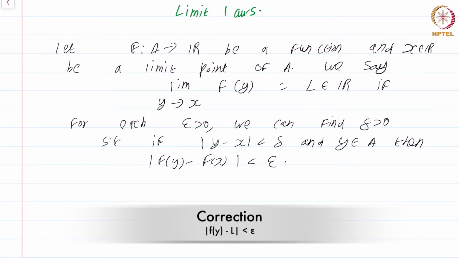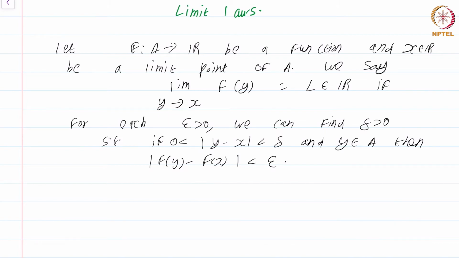So this was the definition of a limit. I have made a mistake. It should be: if 0 less than modulus of y minus x less than delta. Remember, the reason why we put the 0 less than is to ensure that y is never equal to x. This is a definition of what happens to f as y approaches x but is never equal to x.